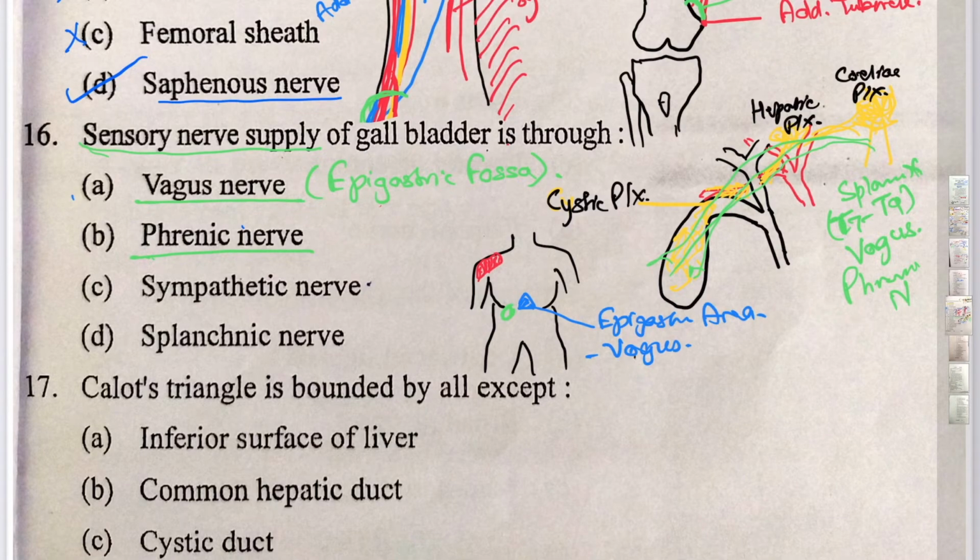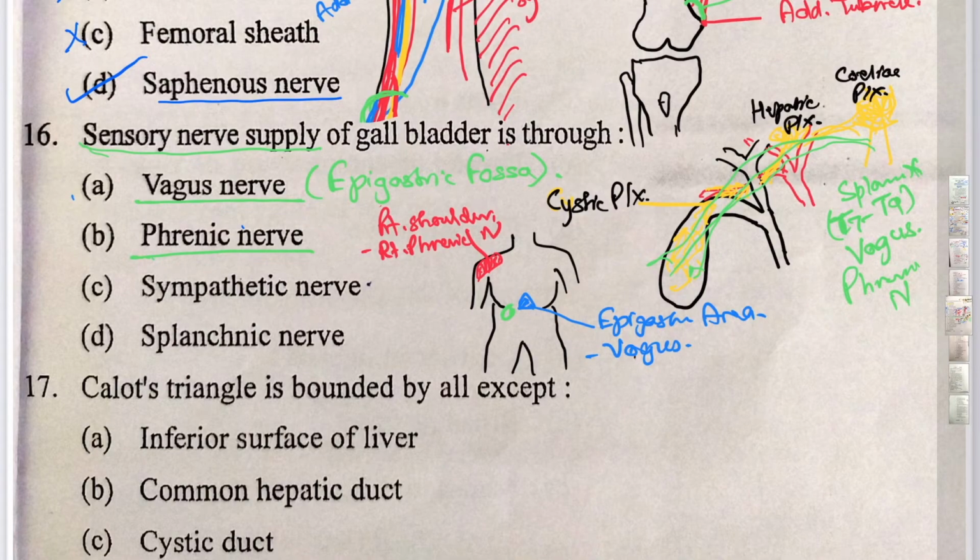So that C4 also perceives somatic pain from the skin overlying this shoulder through the supraclavicular nerves. So this is the right shoulder, and the referred pain here will be through phrenic nerve, right phrenic nerve.